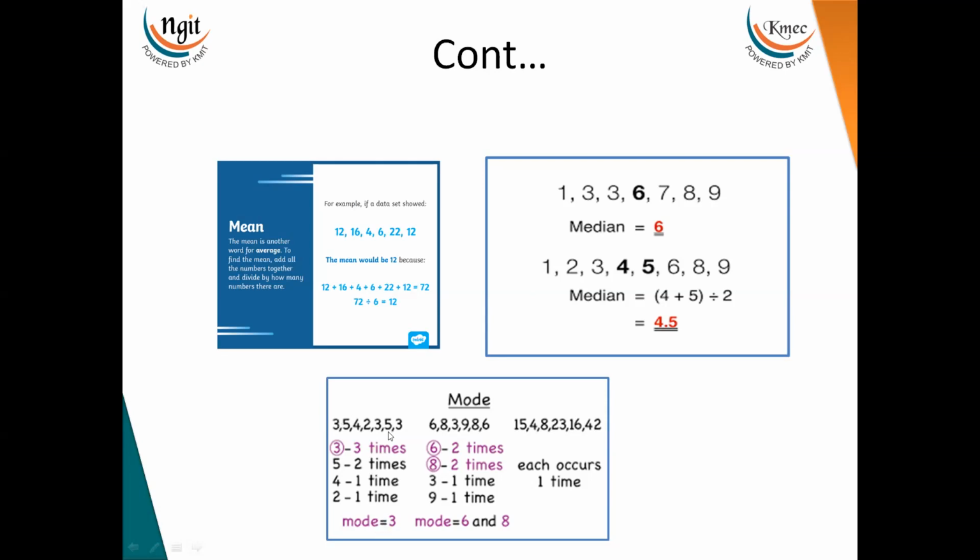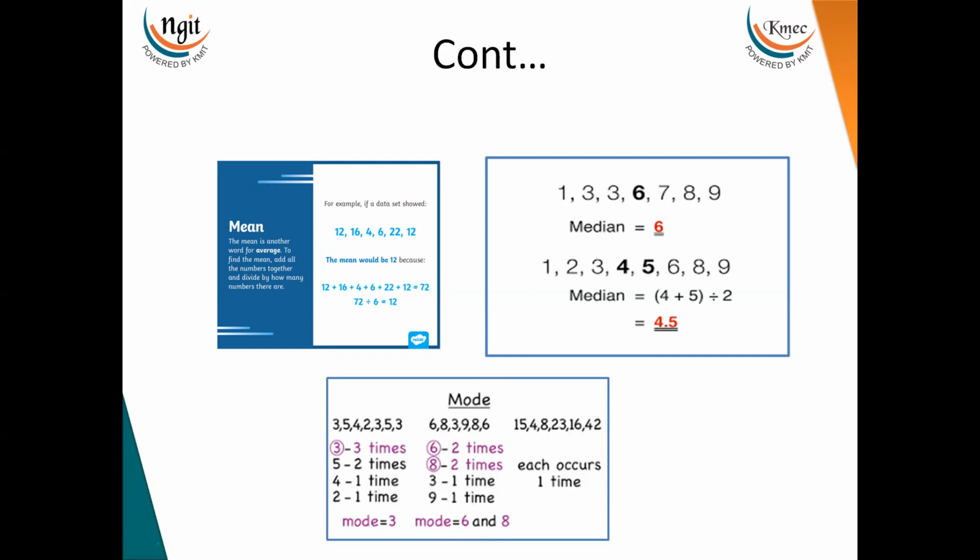So what is the mode for this? 3 is the mode. The same way we will see for another data set. So we have 6, 8, 3, 9, 8, 6. So 6 is occurring 2 times, 8 is occurring 2 times. In the same way, 3 and 9 are appearing only once. So in this case, 6 and 8 both are appearing 2 times. So the mode for this data set will be 6 and 8 both.